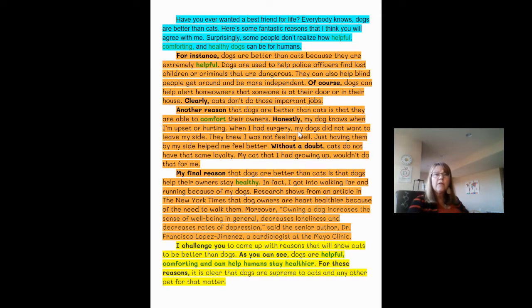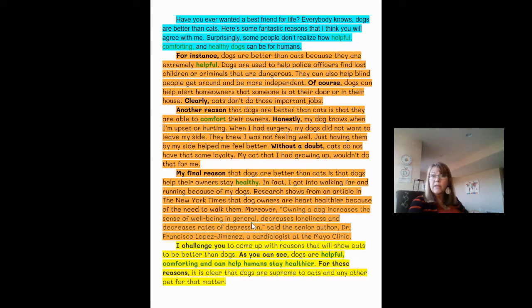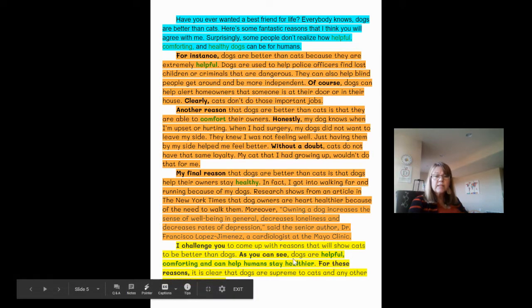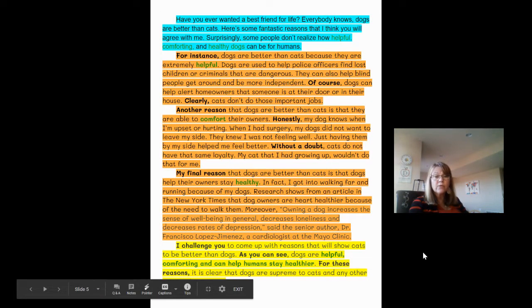So here is my opening paragraph. This is reason 1, reason 2, reason 3. So that's what I've written so far. This is my closing one. In the yellow highlighted area that has green writing behind it are my 3 reasons restated. The bold words you see, I challenge you, as you can see, for these reasons, are from this chart. Okay? So I show you how you can implement those words into there.